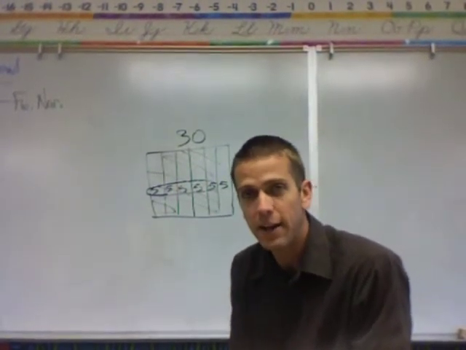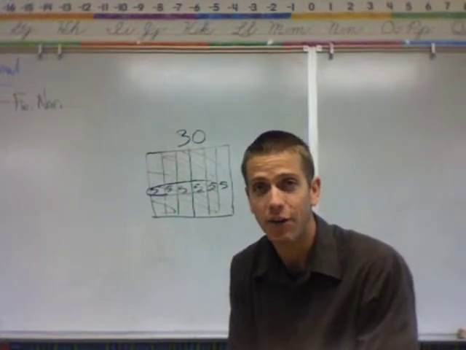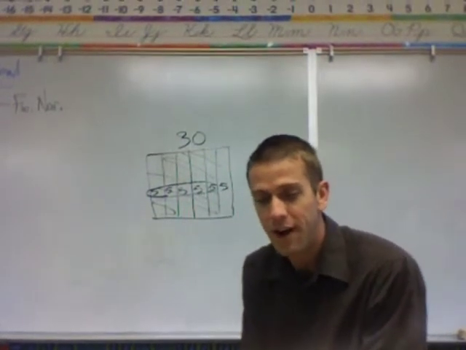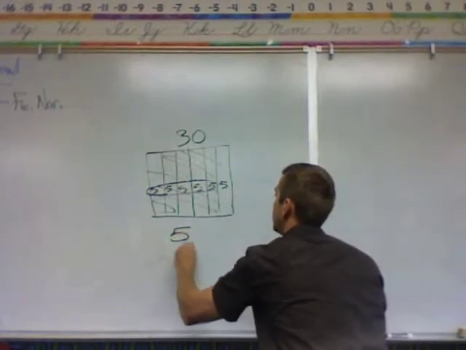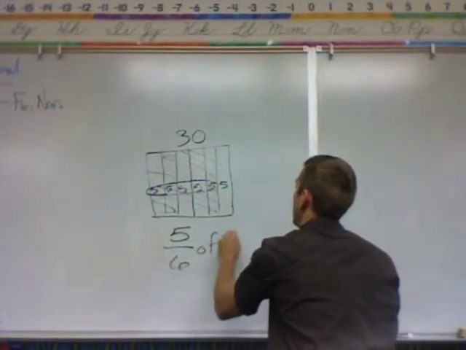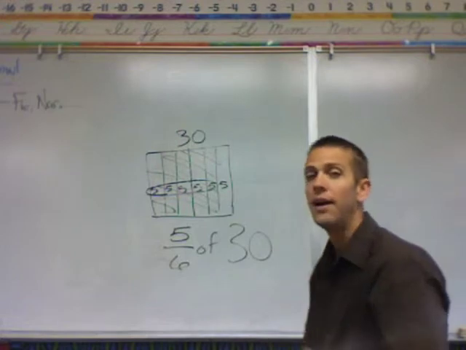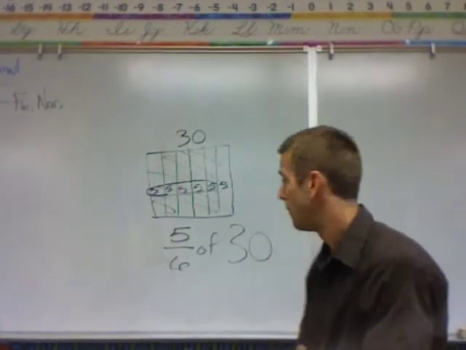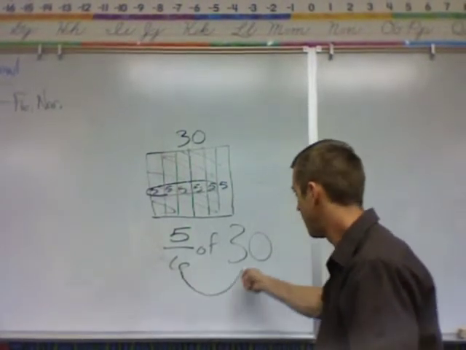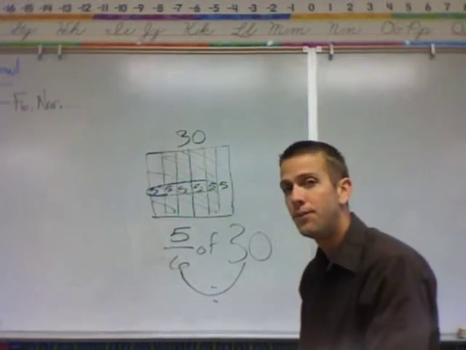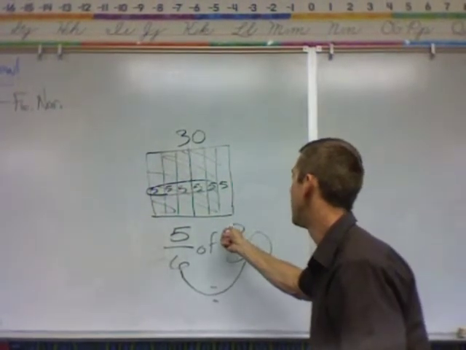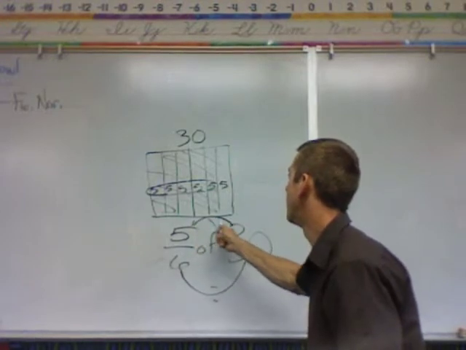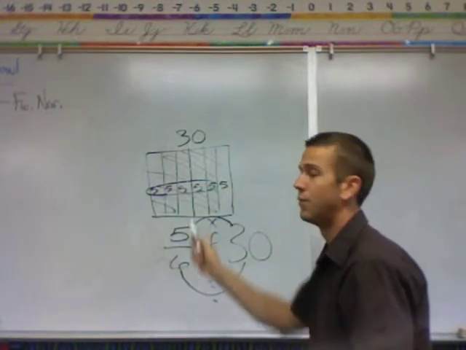Now mathematically, let me show you a shortcut in checking your answer. The question is 5/6 of 30. Okay? Anytime you want to find a fraction of a whole, you divide the bottom into it. How many 6s fit in 30? 5. And you multiply that answer by the top number. 5 times 5 is 25.